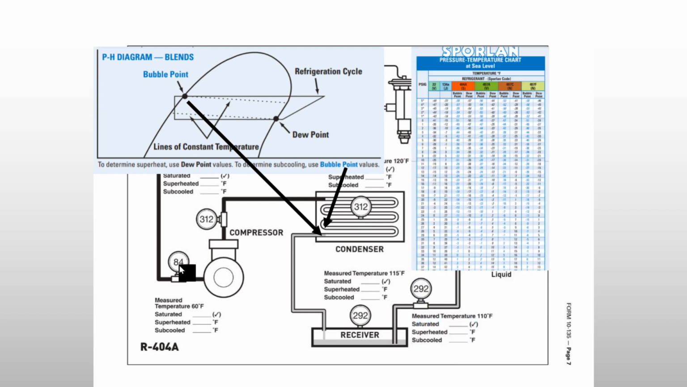Notice that bubble point on the Sporlan PT chart is in blue. So if there's one thing that you walk away from here, it is that blue ink means liquid. Blue is liquid, and if you're trying to find the PT relationship for liquid, you're trying to find the subcooling temperature of that liquid. So whenever we're using anything on the condenser, the receiver, the TXV, we're going to be using the blue side of the PT chart for bubble cool. Blue is liquid. So hopefully that's helpful.